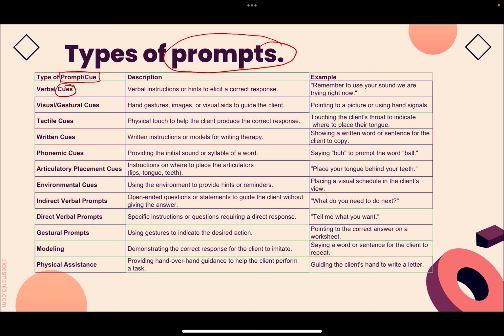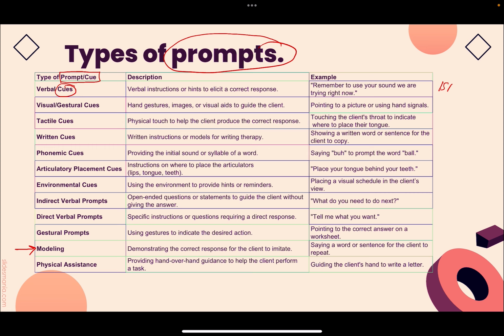Okay, so we know what verbal cues are, right? When we're trying to lead a client to the answer, we might say, remember to use the sound that we're working on right now. And your client should know that because we've front-loaded them, right? So we've told them this is what we're working on. This is the sound that we're trying to target right now. What you're not going to do, for example, if you're working on your sound, is say, remember to use your sound, because what you have just done is actually a model. And modeling is giving the direct response or giving the exact thing you want your client to do.